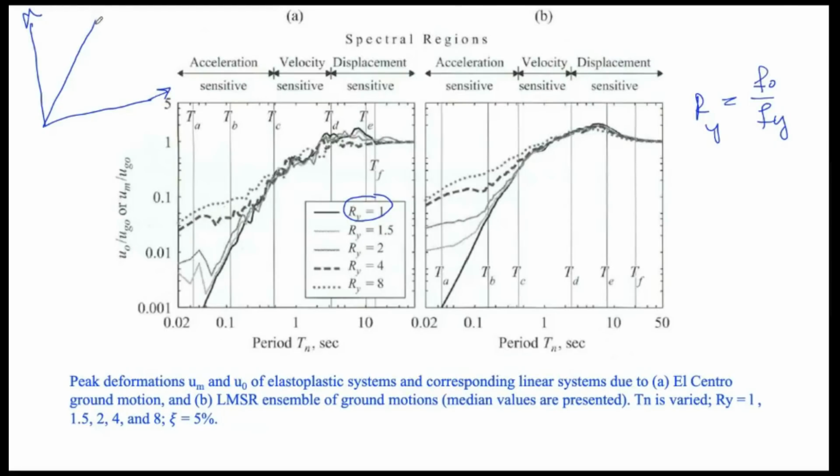But then the strength of the system is reduced by 1.5. So this is the system strength. Then it is reduced by 2, so this is another system. It is reduced by 4 and it is reduced by 8. So this kind of reduction is carried out for strength in order to look at the peak deformation. And these are the peak deformations for various systems, the maximum displacement. In this plot, you can see that the peak deformations are normalized by the maximum ground displacement of the input ground motion.